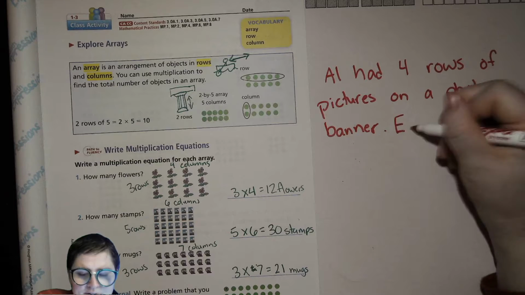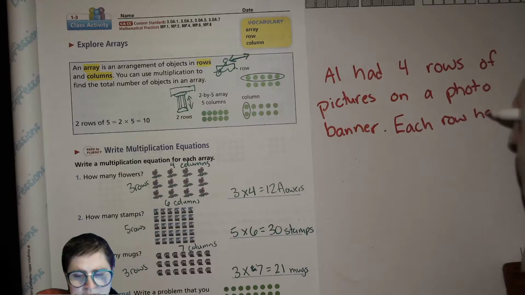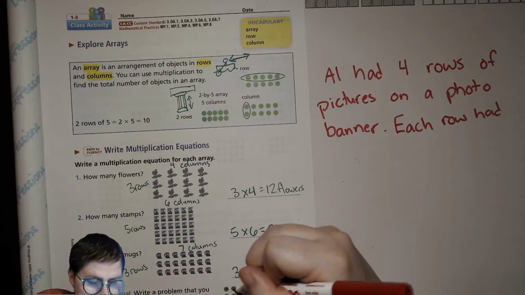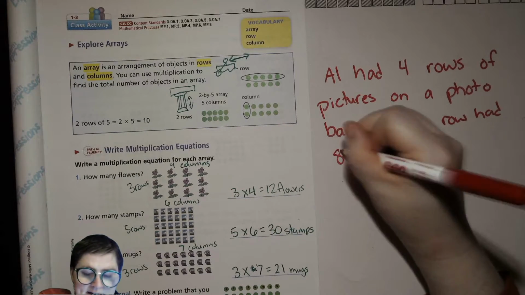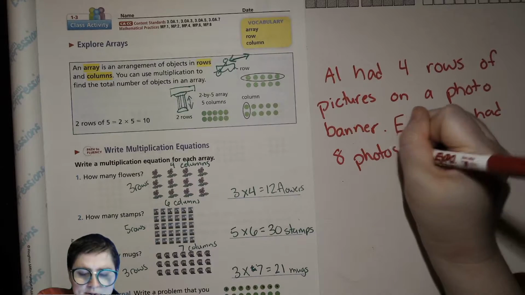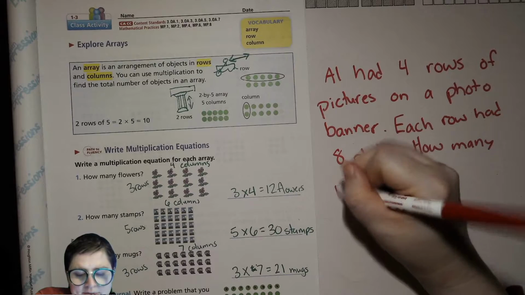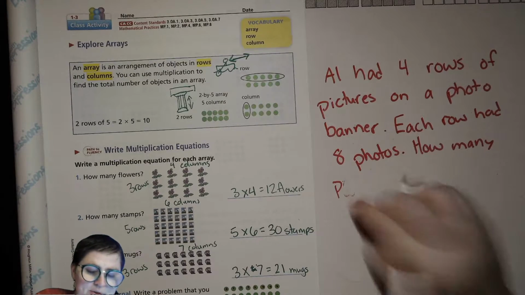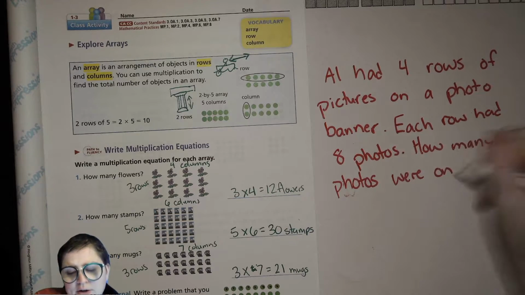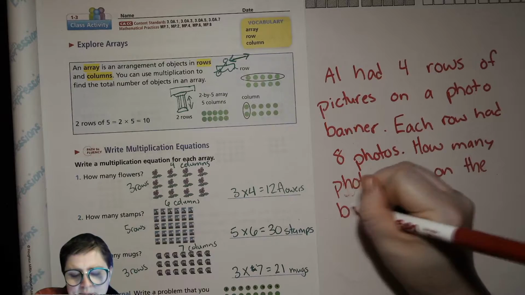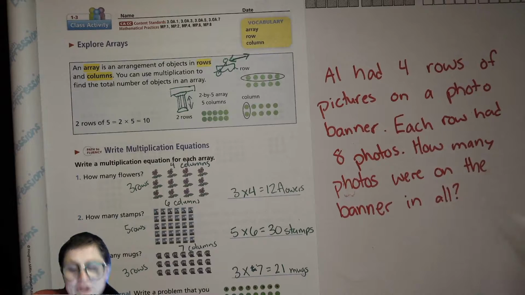Each row had 1, 2, 3, 4, 5, 6, 7, 8. How many photos were on the banner in all?